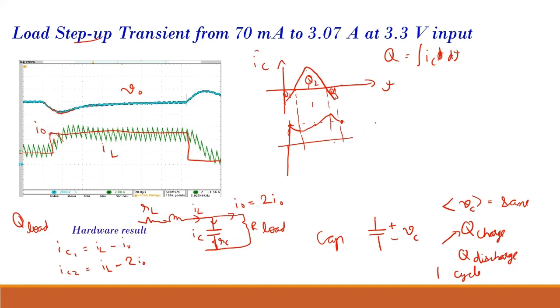Now this is for the steady state case, your capacitor current. What happens when your load increases from I output to 2 I output? Your capacitor current becomes further negative, so your output voltage will dip more. Then it will increase like this, and as the current increases, your output voltage also starts increasing. It would be something like this.